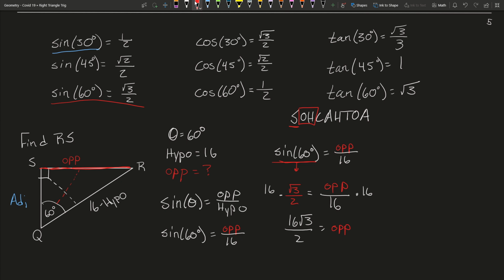And then after that, we need to rationalize, simplify, and get it in a form that is kind of acceptable, right? So we need to simplify 16 rad 3 divided by 2. So we can cancel out factors of 2 in both the numerator and denominator. Or in other words, just do 16 divided by 2, which is 8. So this becomes 8 rad 3, and that is the opposite side.